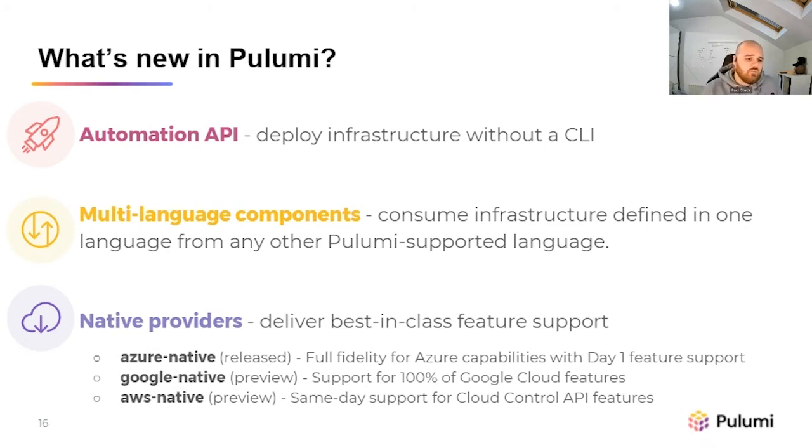And then lastly, we've been working very hard to deliver what we class as our best-in-class support for our native providers. These native providers are building on top of cloud abstractions. We have Azure Native, which is built on top of the Azure REST API specs. We have AWS Native, which we announced last week in preview, which sits on top of Cloud Control API. And we have Google Native, which is built on top of the Google Discovery API. So we're working very hard to be able to deliver features for our users faster.